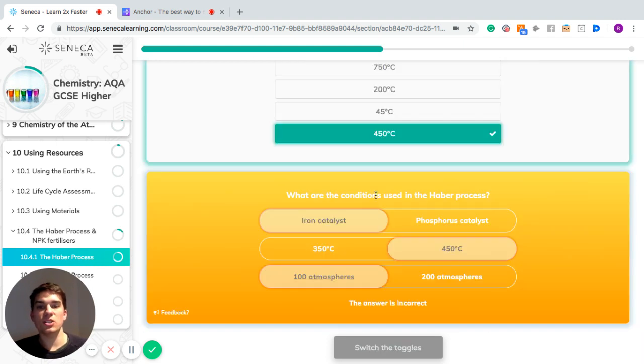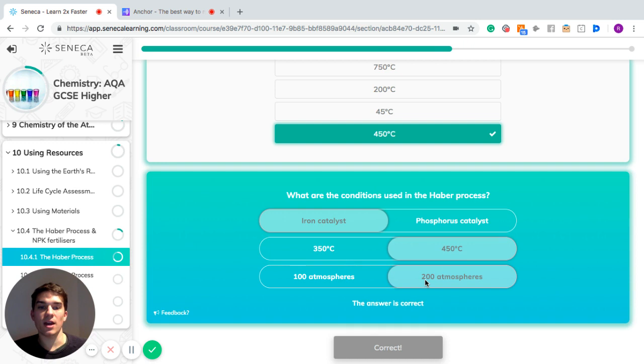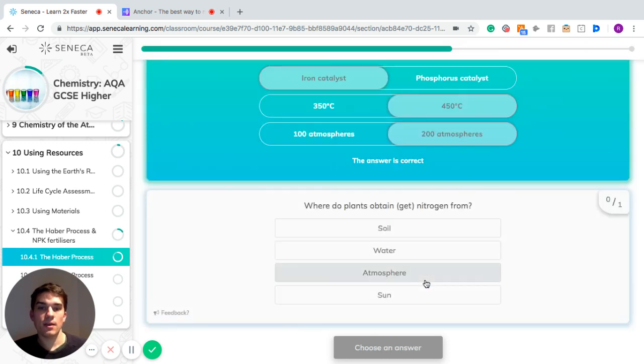What are the conditions used in the Haber process? Well, remember, it's an iron catalyst, it's 450 degrees, and it's 200 atmospheres. Where do plants get nitrogen from? So they don't get it from the atmosphere, do you remember? Even though there's a lot of nitrogen in the atmosphere, they actually get it from nitrates in the soil.